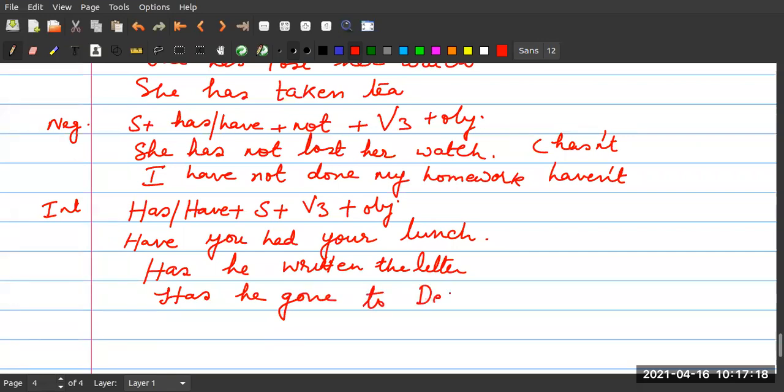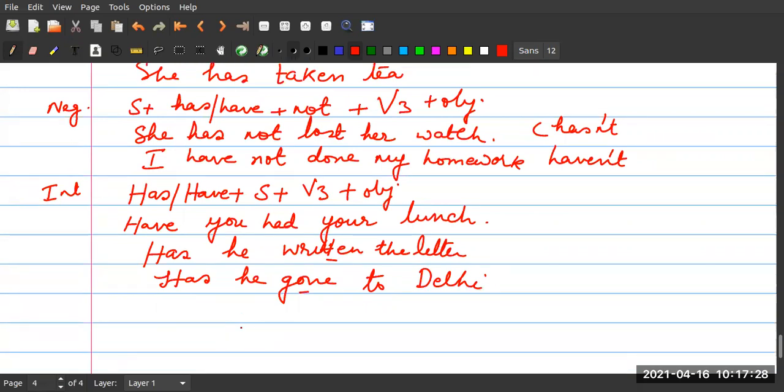What do you observe in all these sentences? All the verb forms, written, gone, all are the third form of the verb. So always you have to remember that whenever you have has or have, you will always use the V3 form, the third form of the verb. Then we come to interrogative negative.